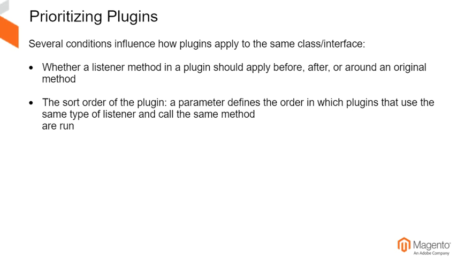If several plugins apply to the same original method, the following sequence is observed. The before listener in a plugin with the highest priority, that is, with the smallest value of the sort order argument. The around listener in a plugin with the highest priority, that is, with the smallest value of the sort order argument. Other before listeners in plugins according to the sort order specified for them, that is, from the smallest to the greatest value. Other around listeners in plugins according to the sort order specified for them, that is, from the smallest to the greatest value.